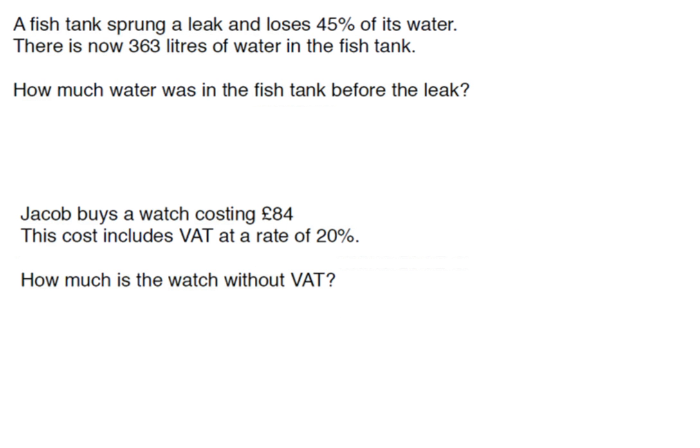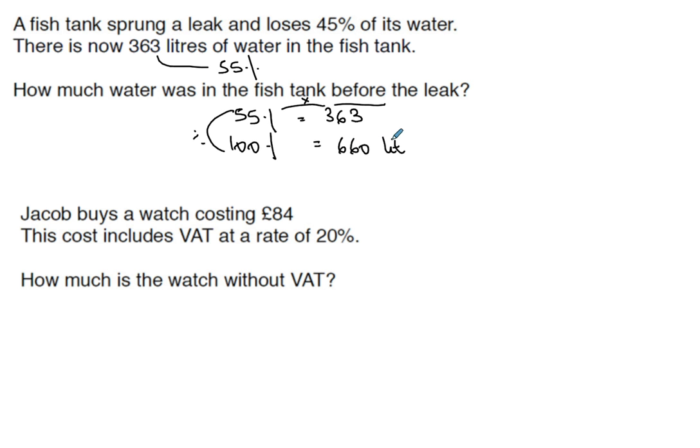A couple more just to get it flowing in your system. A fish tank sprung a leak and loses 45% of its water. There is now 363 liters of water. So what's left? 55%. And before the leak is the original. So we're going 55% is 363 liters. So 100% equals that divided by that times that. And you get 660 liters.